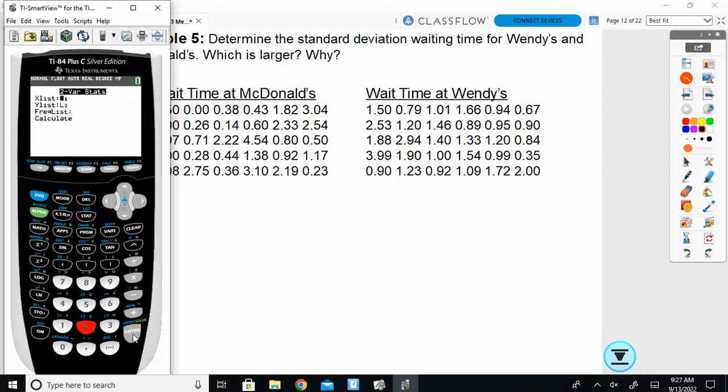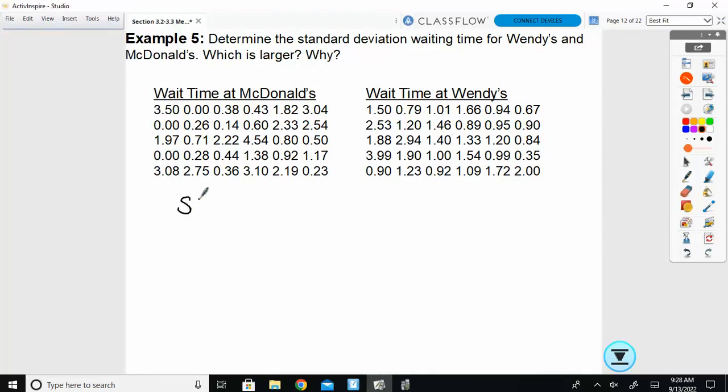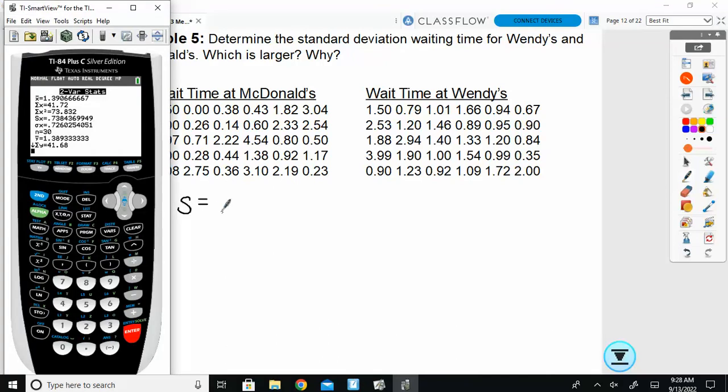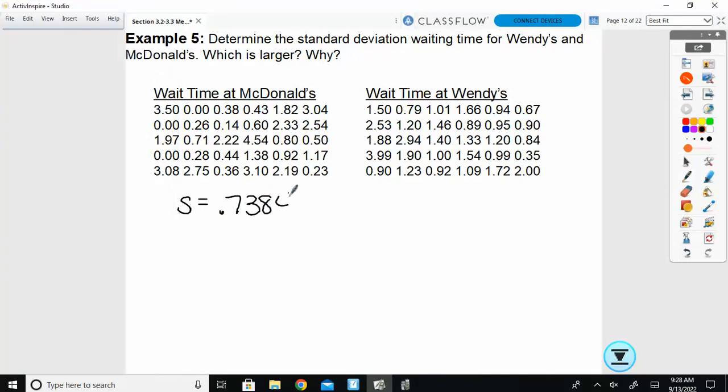So when you go to Calculate, we did 2-variable statistics. X was L1, Y was L2. And it gives us a ton of stuff. All we looked at before was the mean. But you notice right here, it gives you S sub X and sigma sub X. That stands for the sample standard deviation and the population standard deviation. So you have to pick, was this a sample or a population? Sample. So we would want the S. So the standard deviation for this one, that was my L1, is 0.7384.